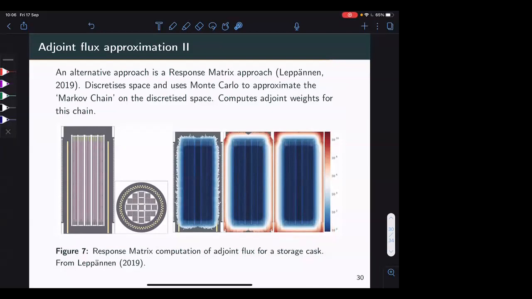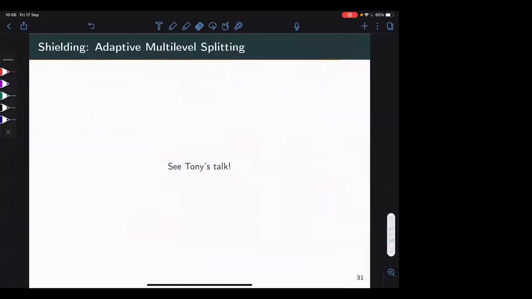You can see the importance map, I think in this case, is denoted by this scale here. The other method that I'm not going to go into, which I think has a lot more connections to interacting particle systems, is adaptive multi-level splitting, which Eric and Tony both worked on. I think it is much more promising in some ways, especially for the really rare event stuff.